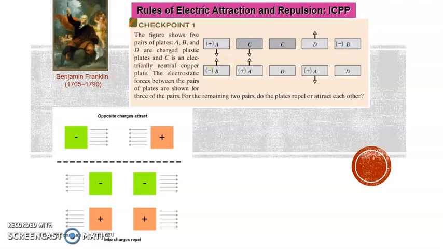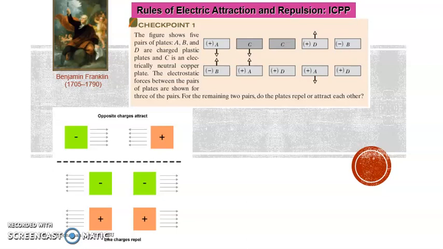Now let us see here. B is negative. Then what about D? We need to find that. Again here A is positive, and these two, D and A, will repel each other. Then what will be the charge on D? D is positive, so we can see D is positive.